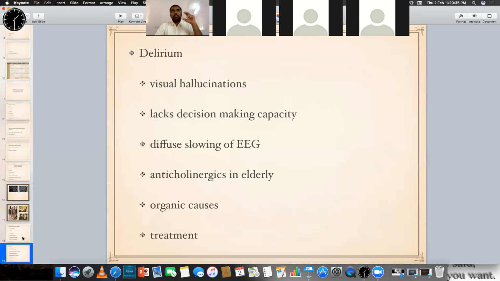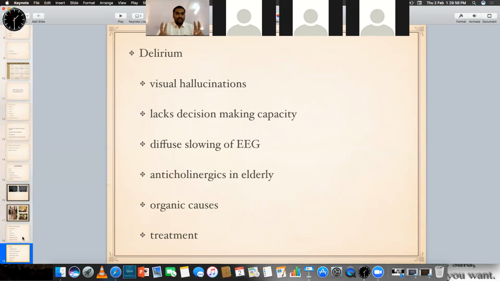When we talk about ethics, there is something called decision-making capacity. People who have this capacity to decide for themselves get to take their own decisions, even if it's going to harm them. That is the patient-first principle.